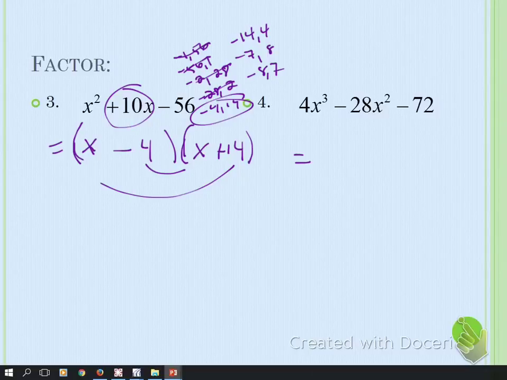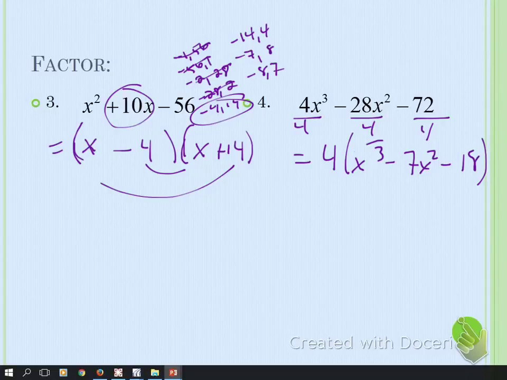Number 4. Actually, there is a GCF. We can factor out a 4, but a 4 only. So divide all these guys by 4 and get x to the third minus 7x squared minus 18.